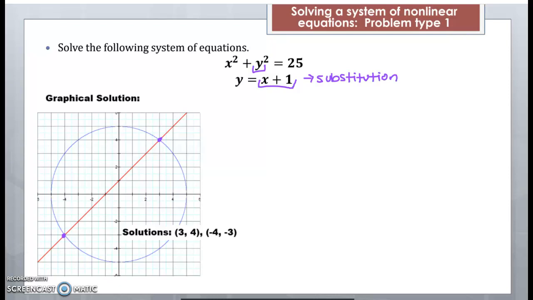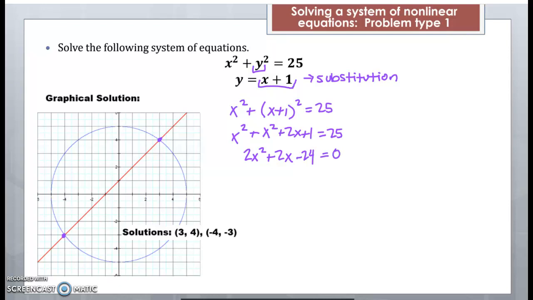For this first equation, we have x squared plus y squared, but y is equal to x plus 1, so x squared plus (x plus 1) squared equals 25. This multiplies out to be x squared plus 2x plus 1, and then we still have this x squared to bring down, and it's equal to 25. After combining like terms, we get 2x squared plus 2x, and then I'm going to also subtract 25 from both sides to get negative 24 equals 0.